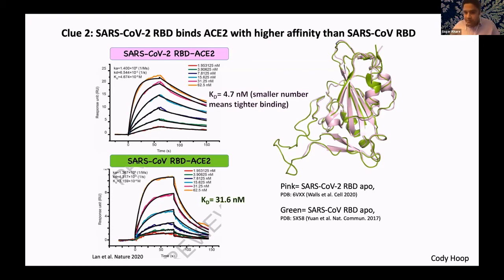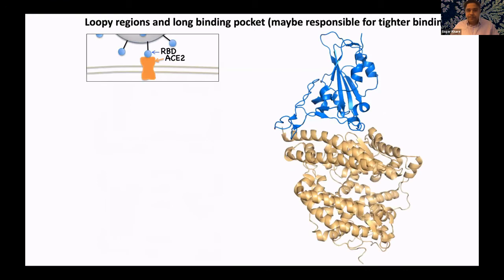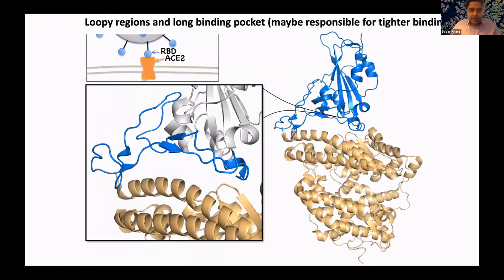Their sequences are different, which means that these subtle differences in the way that they interact with the ACE2 receptor, which you can see in this wheat color here, in the SARS-CoV-2 binding site, those differences contribute to the tighter binding affinity of the receptor binding domain.